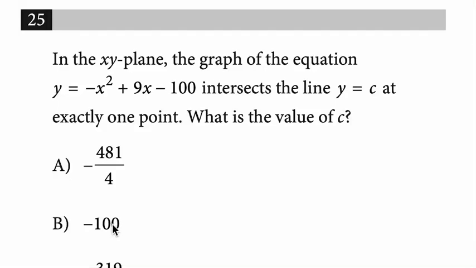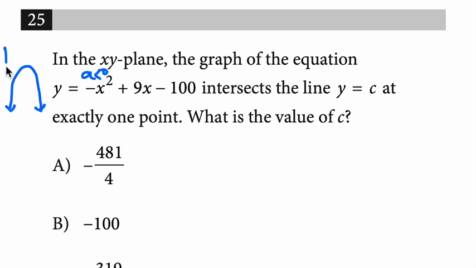Question number 25. I'm going to solve this question in three different ways, and for that we should know exactly what the question is. So let's understand the question first. In the xy plane, the graph of the equation y is equal to negative x squared plus 9x minus 100. That means in the xy plane, it's going to be a downward parabola because this a is negative, which is less than 0. Intersects the line y is equal to c at exactly 1 point.